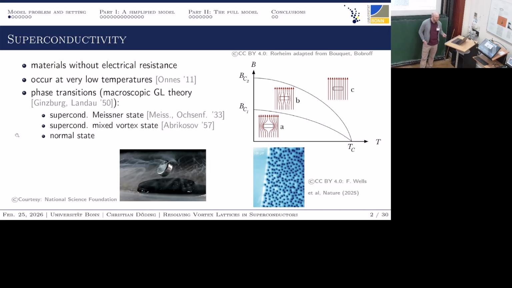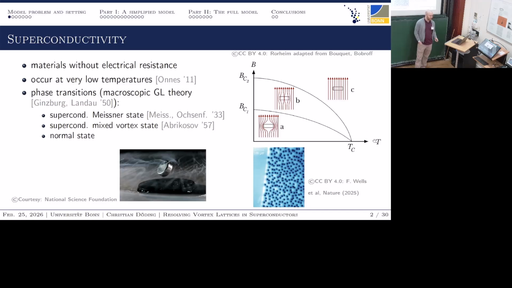And it essentially says what is hidden in this diagram here. You have on the x-axis the temperature of some material block, this square here. And on the y-axis you have a magnetic field that you apply to this block, indicated by these arrows in these pictures. At normal temperatures, let's say room temperature, we are in this phase C here, which is the normal state. There the material has electrical resistance, and if you apply a magnetic field, it just passes through this material according to Maxwell equations.